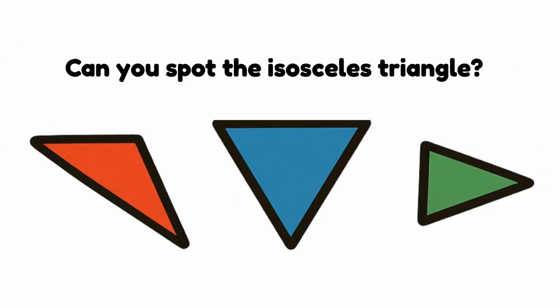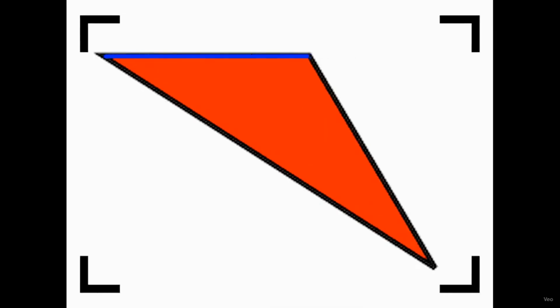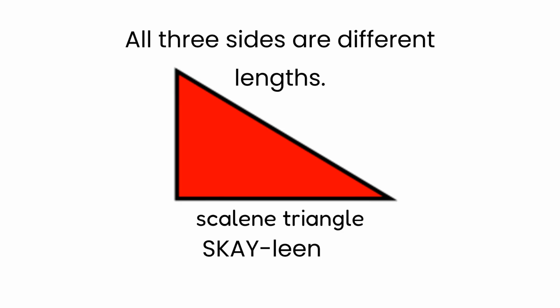Let's see if you can spot the isosceles triangle in this set. Take a look at this triangle. Are the sides different, or do they share lengths? We can see that all 3 sides have different lengths. When all sides are different lengths, it is called a scalene triangle, pronounced scalene.